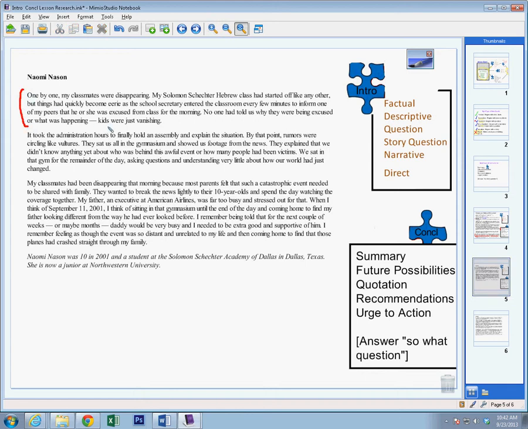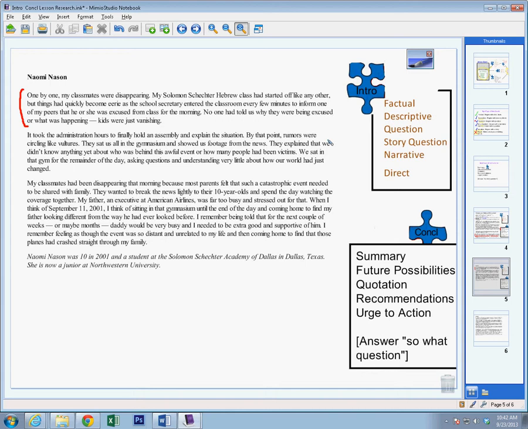And in this one it says, "One by one my classmates were disappearing. My Solomon Schechter Hebrew class had started off like any other, but things had quickly become eerie as the school secretary entered the classroom every few minutes to inform one of my peers that he or she was excused from class for the morning. No one had told us why we were being excused or what was happening. Kids were just vanishing." This is a great narrative beginning, if you will, because it does have kind of a beginning, middle, and end, and the reader's waiting for what happened next.